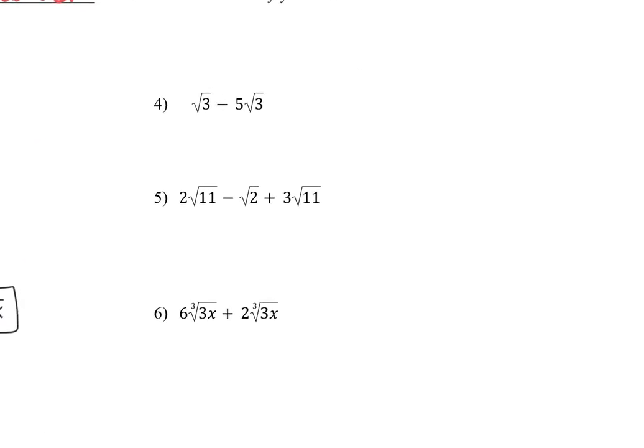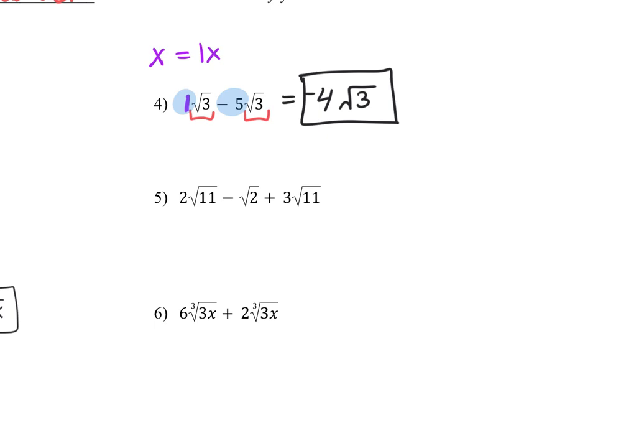Next, number 4. We have square root of 3 minus 5 square root of 3. So I see that the square root of 3s are the same, and so I'm able to do this operation. I know my answer will have a square root of 3. In front of this, very similar to if I just had an x, really an x represents 1x. Well, a square root of 3, if it doesn't have a number in front, it's really a 1. They just don't write it. So I need to know that in order to do the operation. 1 minus 5 gives me negative 4. I cannot simplify this any further, so I box it, and that's my answer.